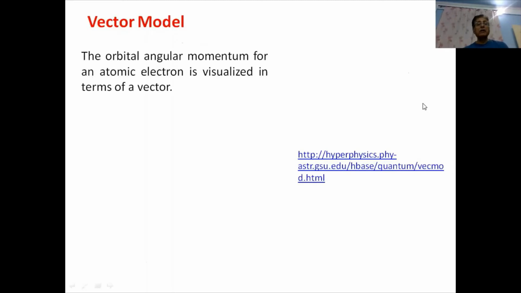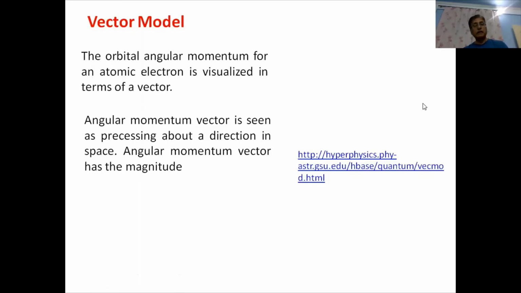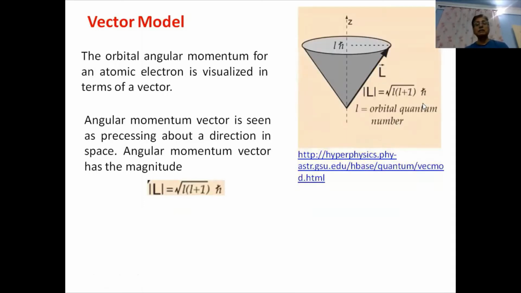The orbital angular momentum for an atomic electron is visualized in terms of a vector. The angular momentum vector is seen as precessing about a direction in space. The angular momentum vector has magnitude L equal to square root of L(L+1) times h cross. And this is how we can understand that the orbital angular momentum is a vector, considered here in the figure. You can see that it is precessing about any direction that we have chosen.